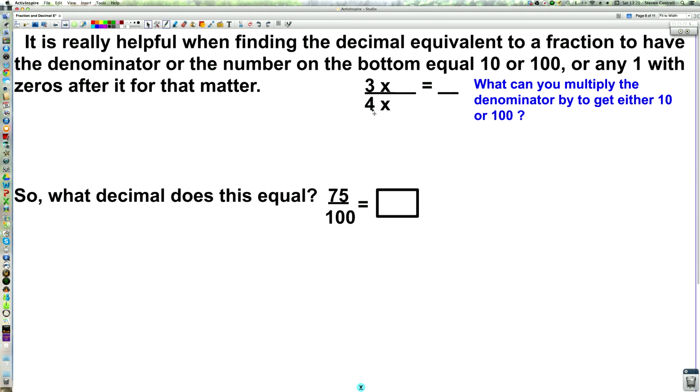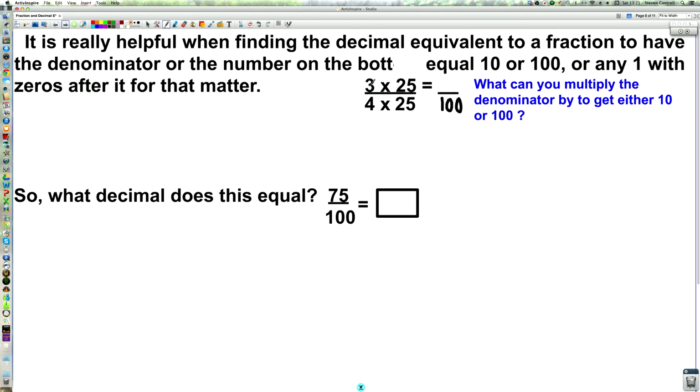And remember, I have to keep it equivalent, so I have to multiply both the denominator and the numerator by that same number. But this is going to decide what I multiply by, because it's going to get me to 100. So I can multiply that by 25. So I have to multiply this by 25. So what is 4 times 25? Well, I've already said it, that it's 100.